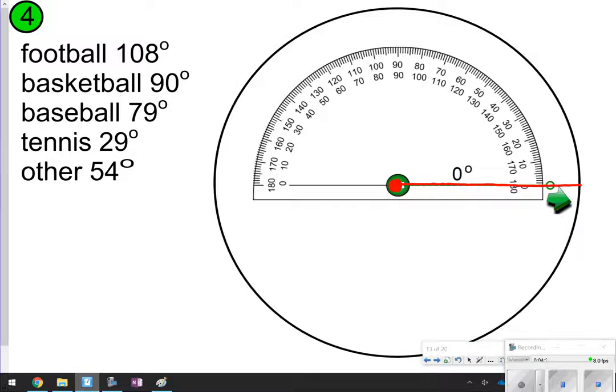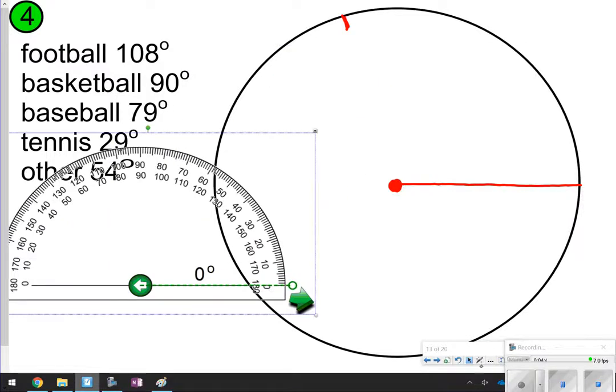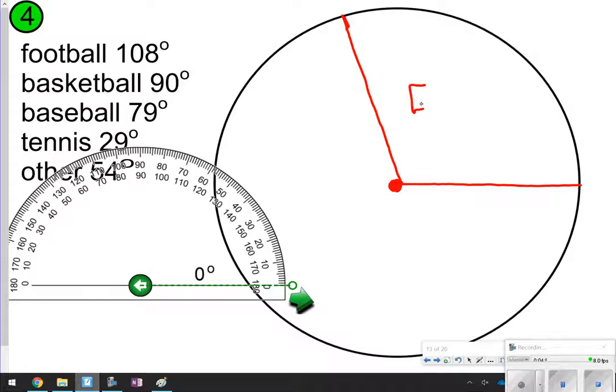Okay, and the first one I'm going to do is 108 degrees. So over here, right before 110, will be my 108. So make a tick mark, move my protractor out of the way, and then connect the dot to the tick mark. Again, you can use your straight edge to help it look a little bit nicer. But this section will be football. And football, I believe, was at 30%.